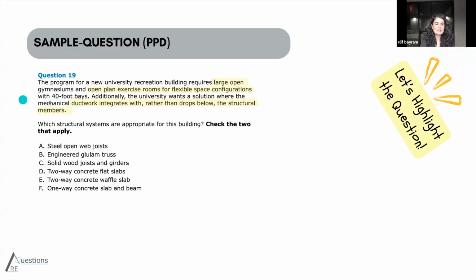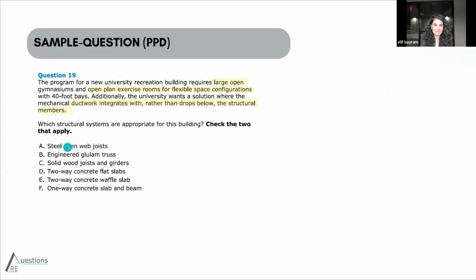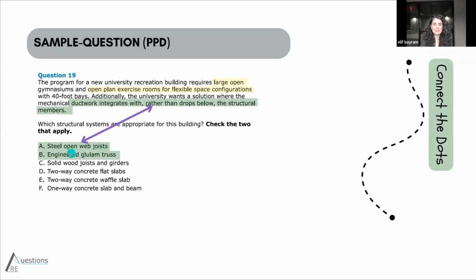When you see steel open web joists and engineered glulam trusses, I'm sure all of you have an image of an exercise room, like a school gymnasium type of large open space. And those trusses, those triangles that cross over a large span, everybody has that in their brain. You don't even need to be an architect. It's enough to go to high school and go to a gymnasium at some point in your life, or an indoor sports facility.